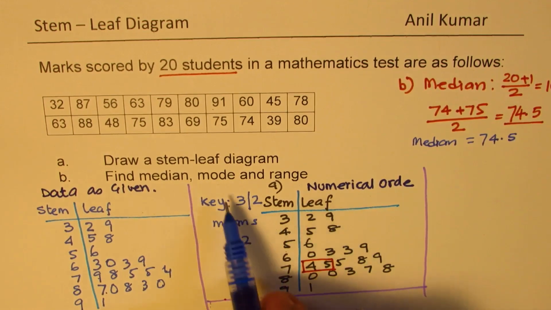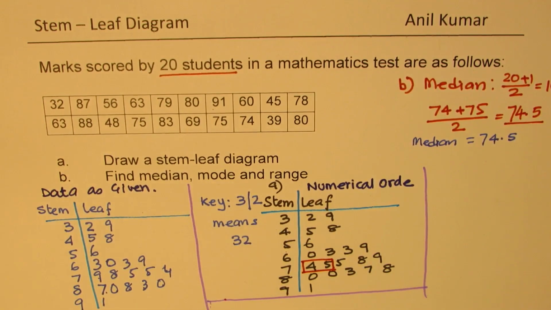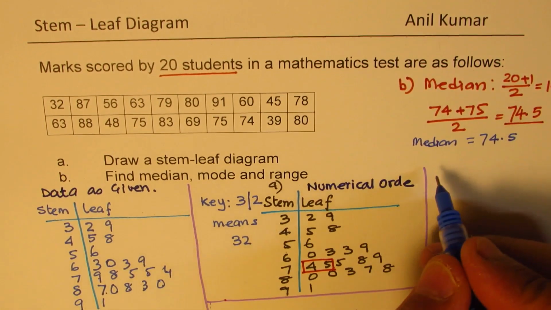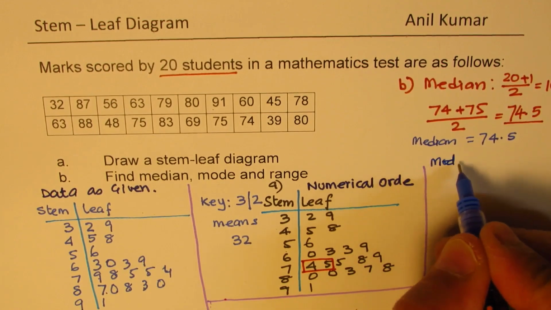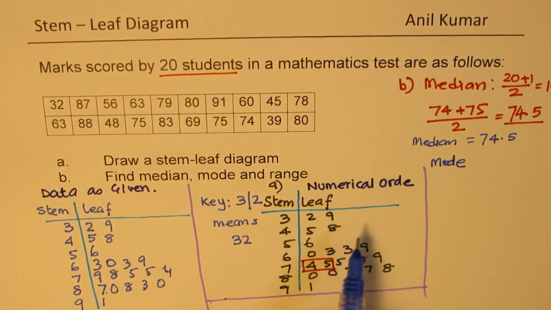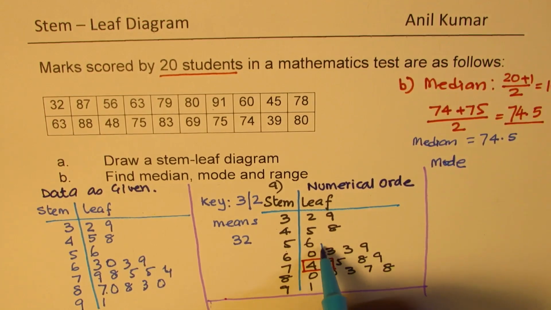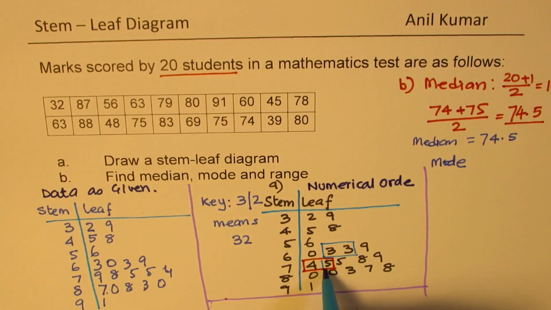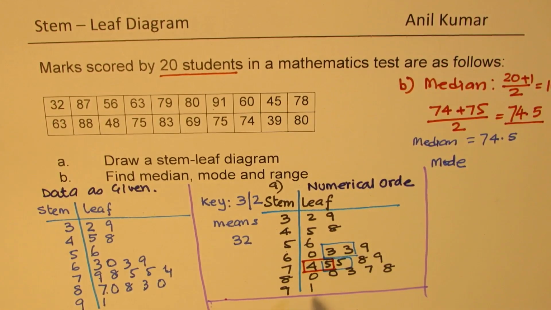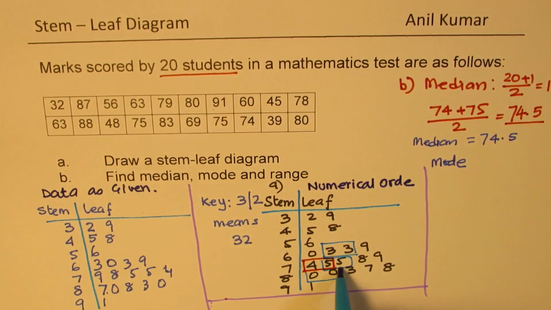Now let's find out what is mode. Mode is most frequent, right? So mode is most frequent. So looking into the leaf part, is there anything which is repeating or more, right? So what we figure out that we do have 2 3s, right? So that means 63, 63. We do have 2 5s, that could also be a mode. And then we have these 2 zeros.